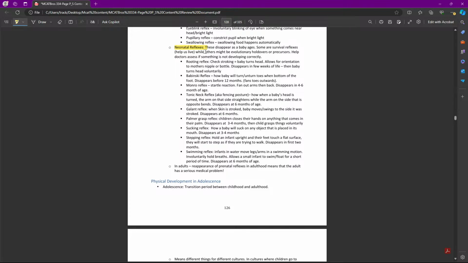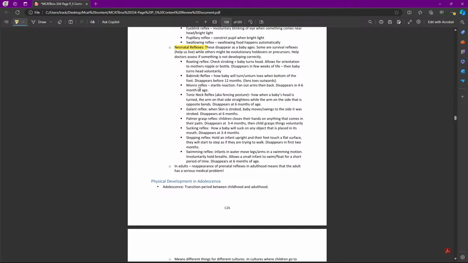They help doctors assess if something is developing incorrectly. So the root reflex is basically the breastfeeding reflex. If something gets put by the face of the child, it'll start to suckle. The Babinski reflex is when there's a fast whiplash of the head, it pulls its arms out.